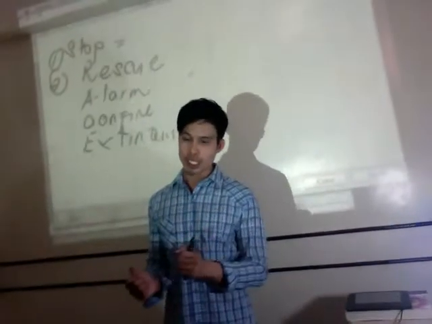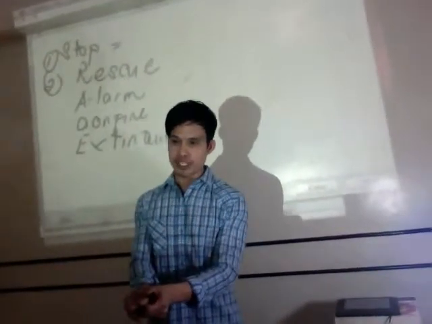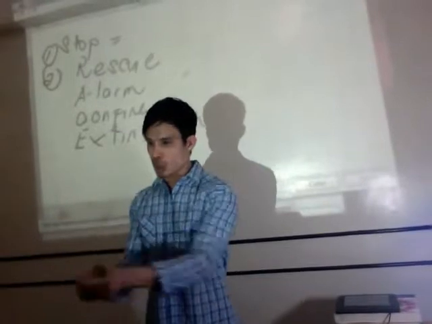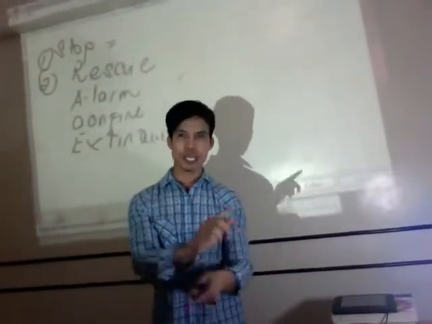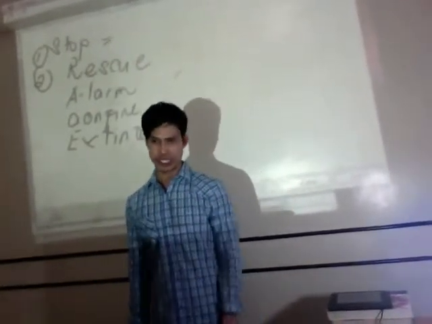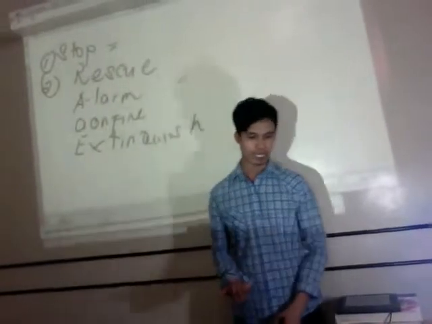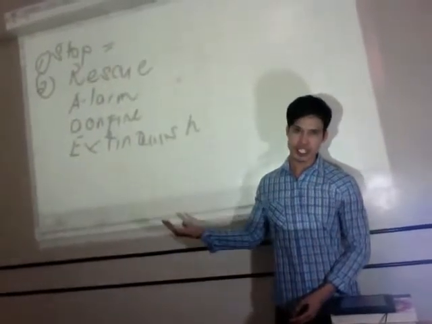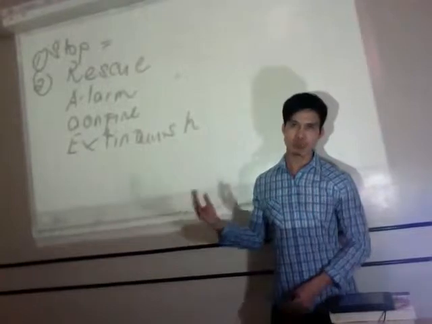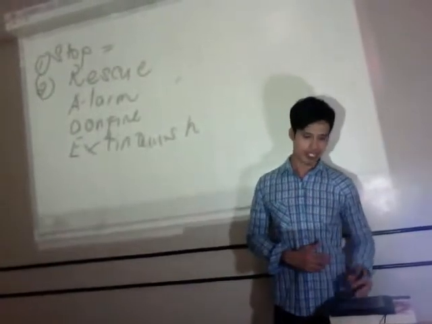You have to pull, you have to aim, and then you have to squeeze and sweep from side to side. So that is how to use your fire extinguisher in case of fire in the hospital. So we are done with your priority nursing intervention. Remember always that we have to prioritize the safety of your client.